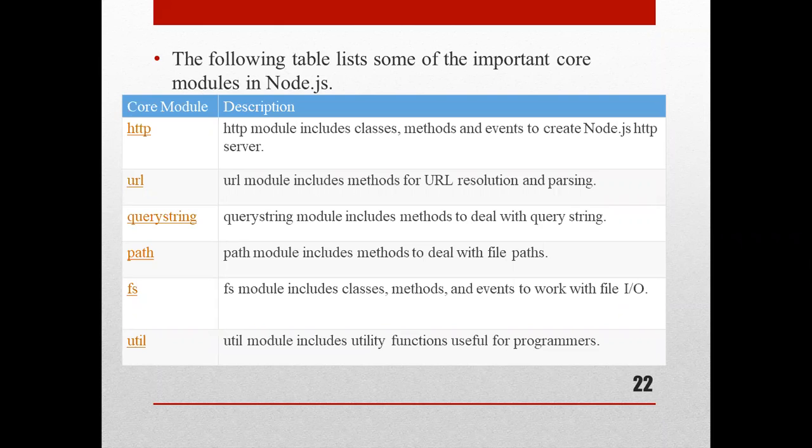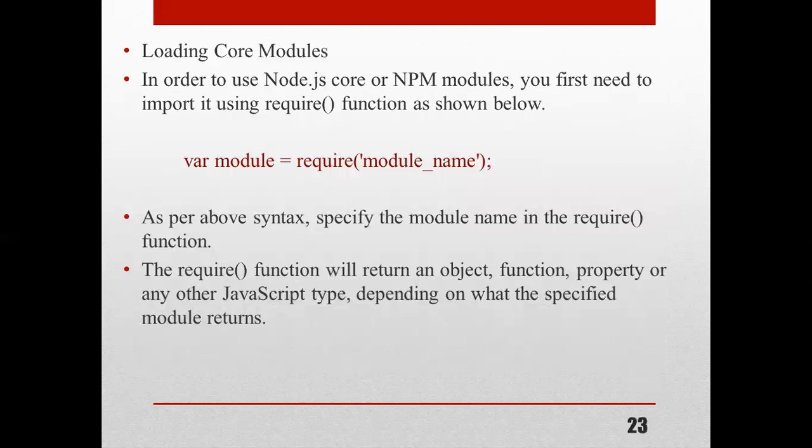The FS module includes classes, methods, and events to work with file input output, that is file IO. Then the util module. This module includes utility functions useful for programmers. These are some core modules in Node.js.